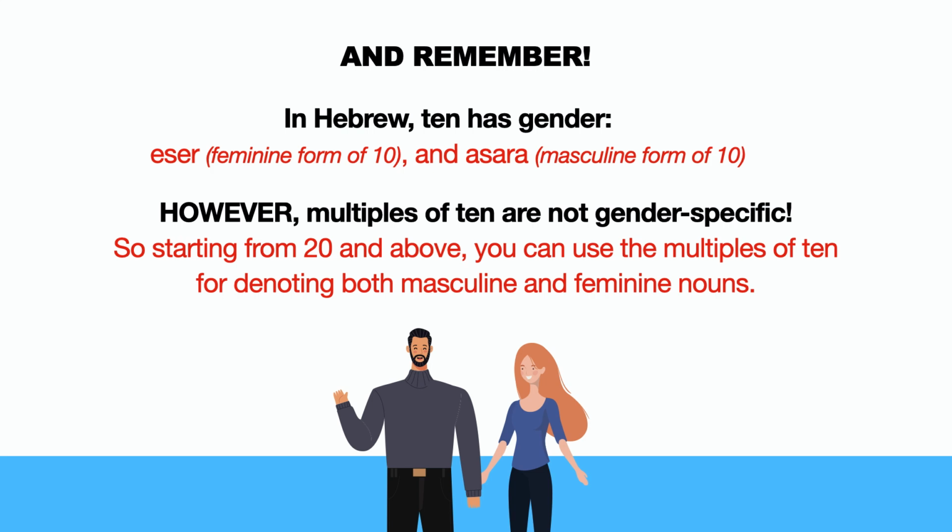And remember, in Hebrew, 10 has a gender. Eser is the feminine form of the number 10, and asara is the masculine form of the number 10. However, multiples of 10 are not gender specific. So 10 times 2, 10 times 3, 10 times 4, that's 20, 30, 40, etc. Starting from 20 going above, you can use the multiples of 10 for denoting both masculine and feminine nouns.